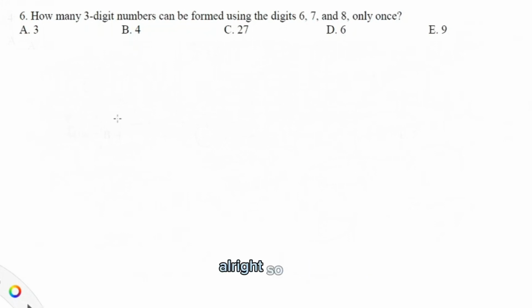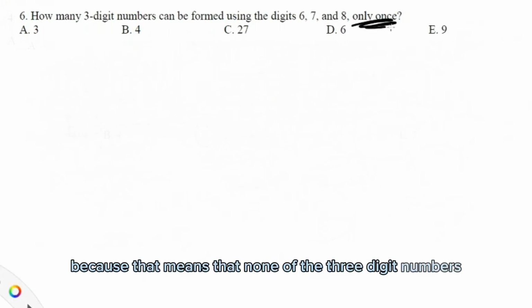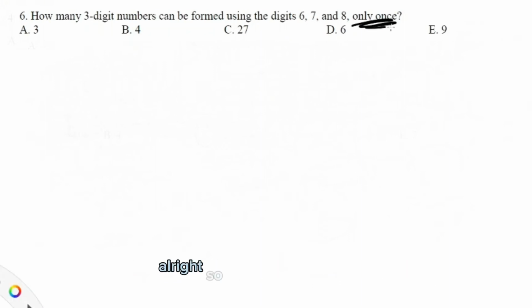Next, how many 3-digit numbers can be formed using the digits 6, 7, and 8 only once? The only once is very important because that means that none of the 3-digit numbers can have a repeating digit. The way we solve for this problem is we need to know how this works.